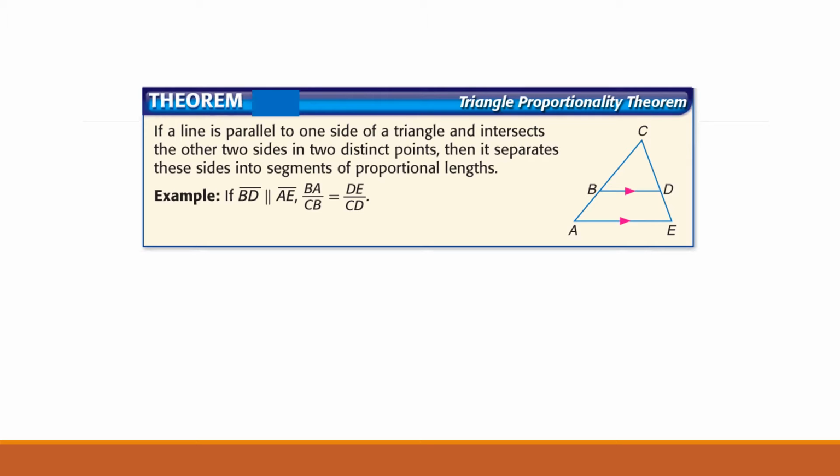So this is saying if a line is parallel to one side of a triangle and intersects the other two sides into two distinct points, that means B and D, and A and C, then it separates these sides into segments of proportional length. So therefore, if BD is parallel to AE, we can use part of the triangle BA to the triangle side of the small one, CB, to equal the part of the triangle DE to the side of the triangle CD, because those parallel sides break it into distinct parts. Only if they're parallel, though, can you do this.